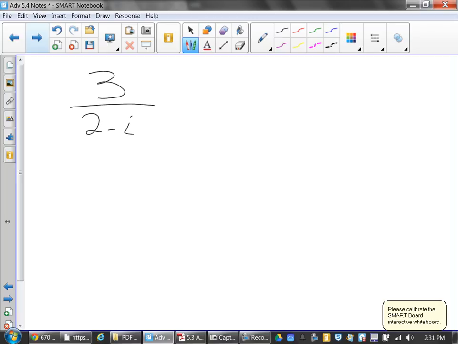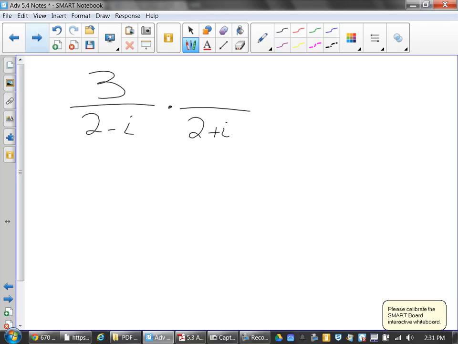C-O-N-J-U-G-A-T-E. I had to think of that. Conjugate. All right. At this point here, I'm going to worry about getting rid of the imaginary number in the denominator, which means I'm going to multiply by its conjugate. The conjugate of 2 minus i is 2 plus i. Then you've got the four.